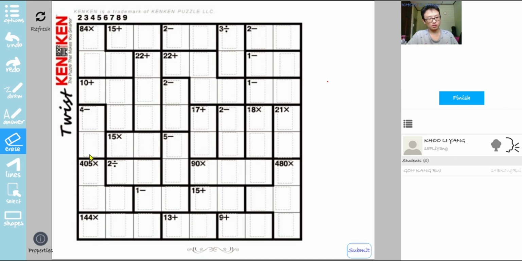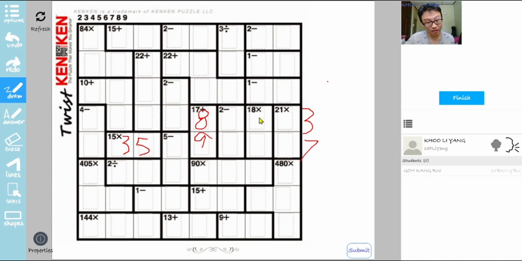Okay, so we will see the easiest values first. Look at this 17 plus box. The only possibility is 8 plus 9. This box, and look at this 21 times box. The only possibility is 3 times 7. Look at this box. The only possibility is 3 times 5.